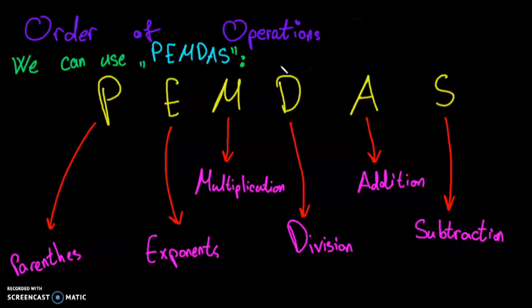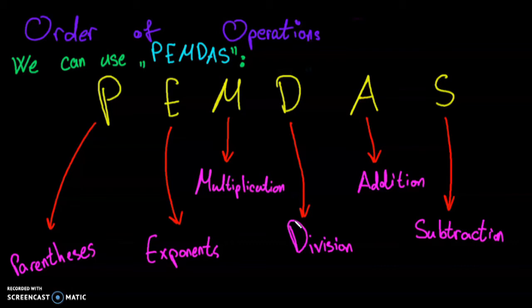Order of operations. We can use PEMDAS. What is PEMDAS? PEMDAS is like an abbreviation. P is for parentheses. I spelled parentheses wrong. Parentheses. E stands for exponents. M is for multiplication. D is for division. A is for addition. And S is for subtraction.